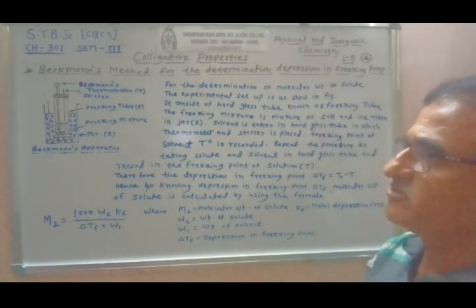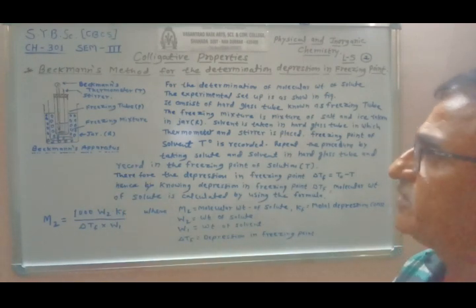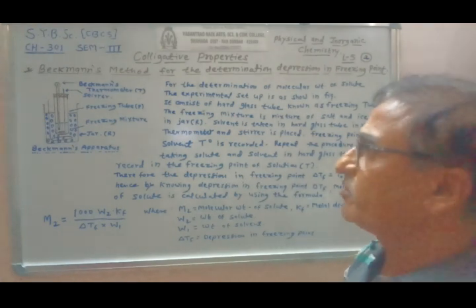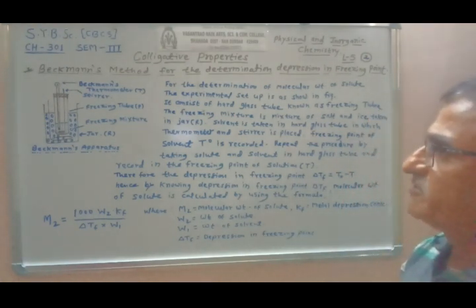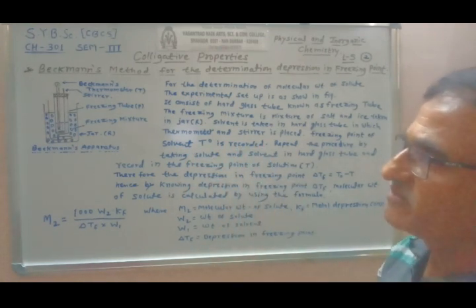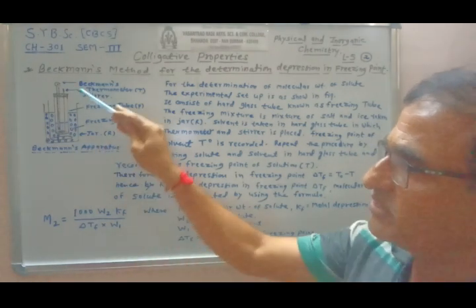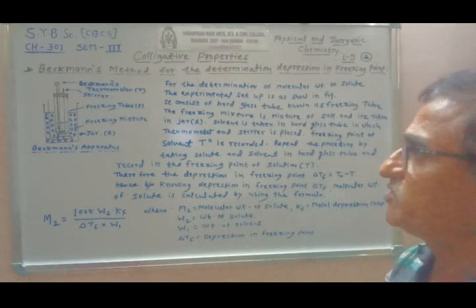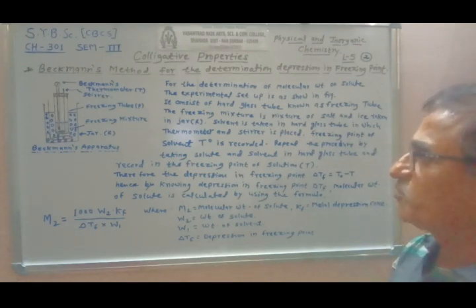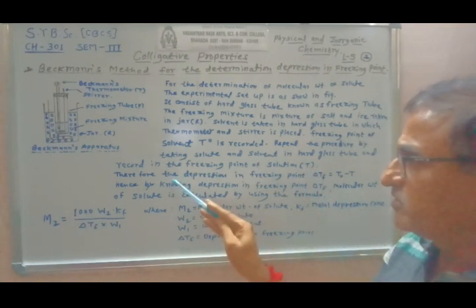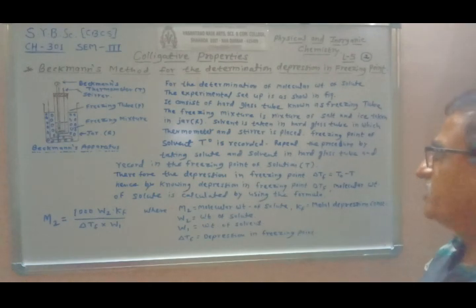And by taking the solvent in the tube, we can calculate the freezing point of the solvent. And this is recorded as T0. Then repeat the same procedure by taking solvent and solute in this tube, and by stirring it becomes solution, and now the freezing point of solution is recorded as capital T. Therefore, the depression in freezing point delta Tf is equal to T0 minus T.